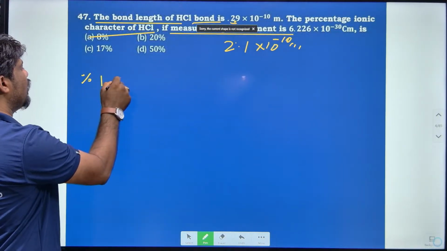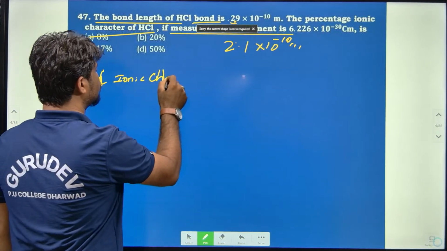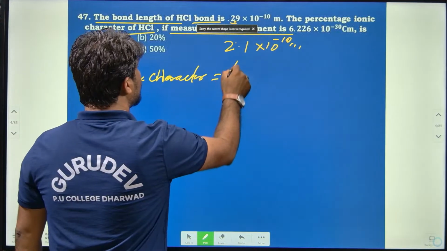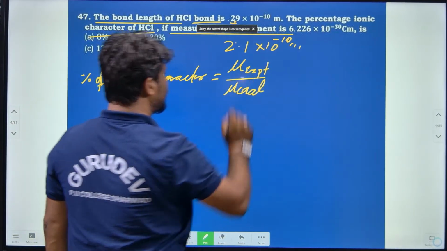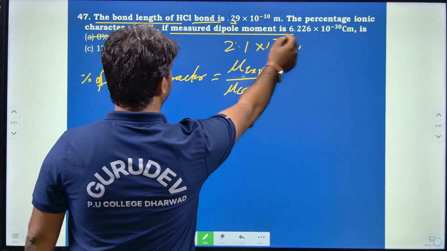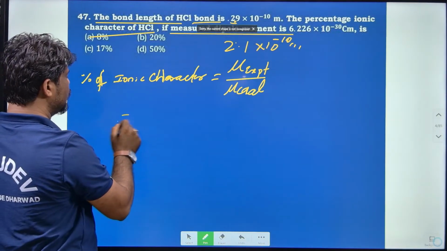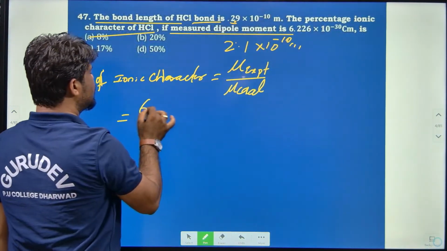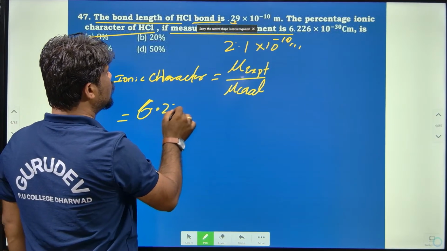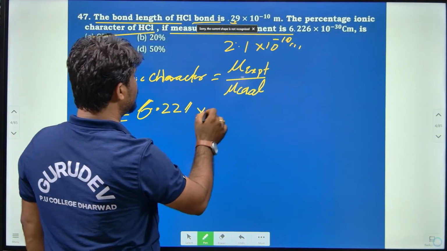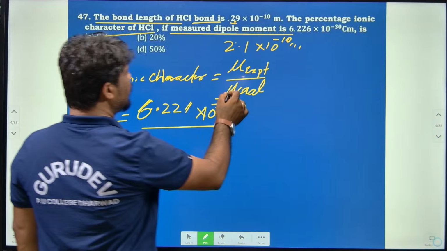So the percentage of ionic character is equal to mu of the experimental value divided by mu of the calculated value, multiplied by 100. They have given the dipole moment, which is the mu experimental value, that is 6.226 × 10^-30, divided by, I want the mu calculated.